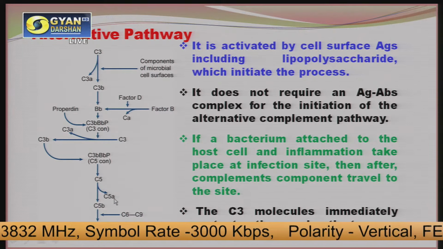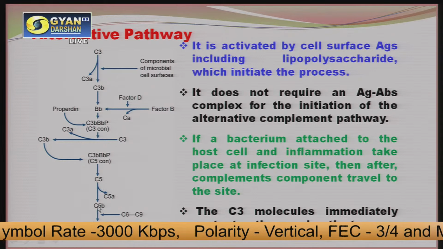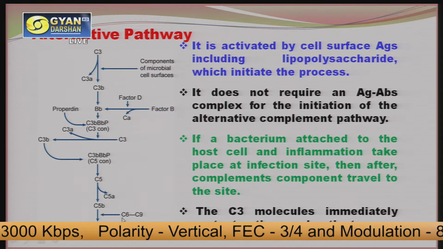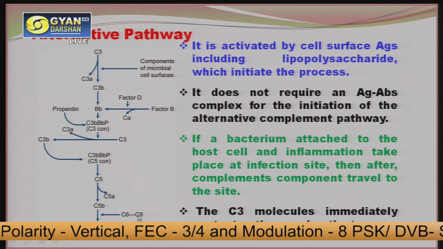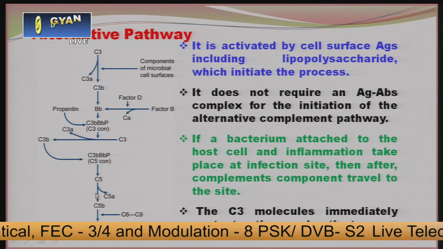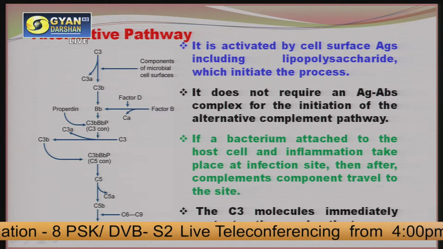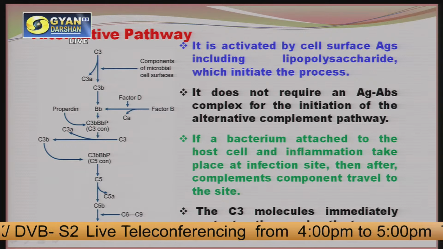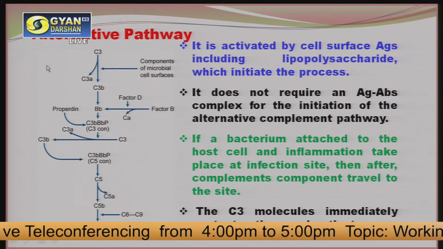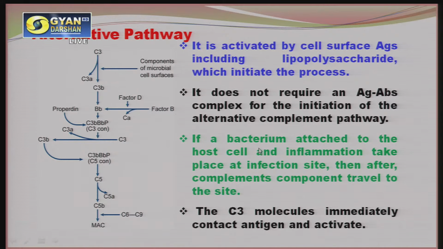And the C5a is released and C5b is involved in this reaction. Here C6 to C9 combine. Ultimately, they can form the membrane attack complex, and ultimately they can kill the pathogen. So this is the alternative pathway of the complement system. Here the C3 molecule immediately connects to the antigen and activates it.